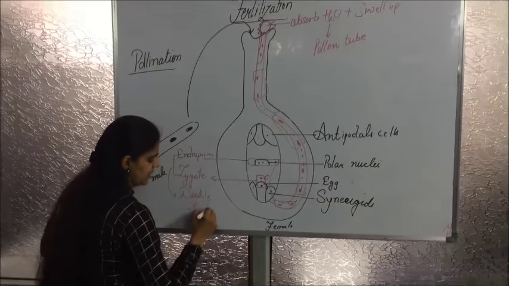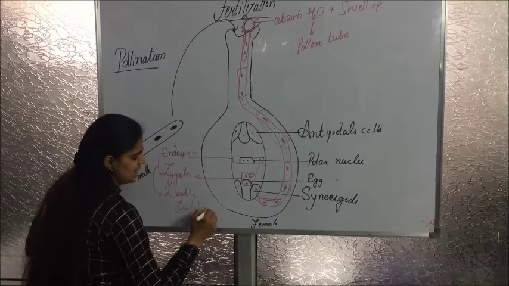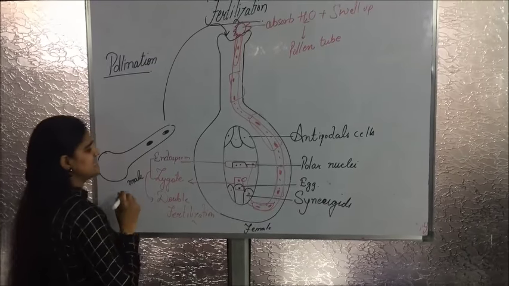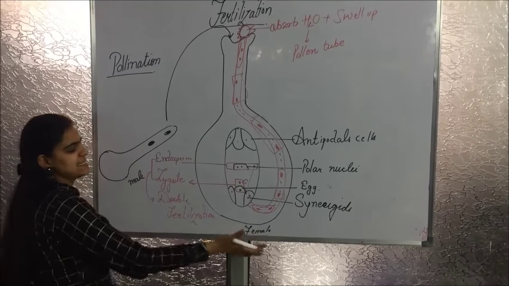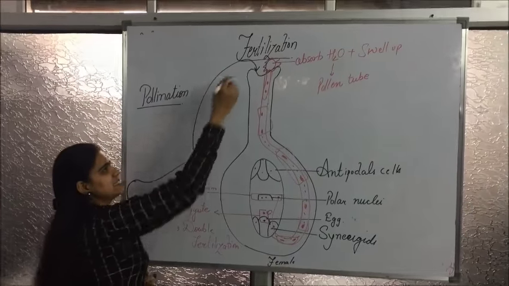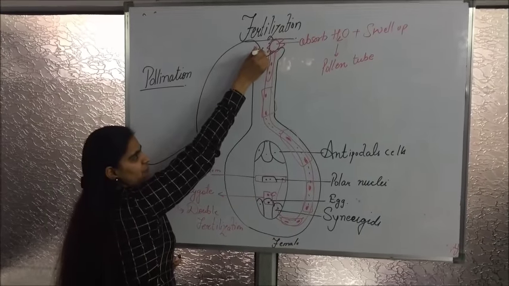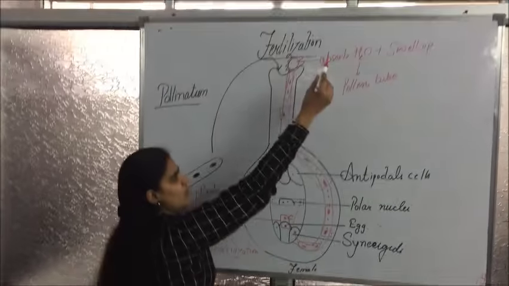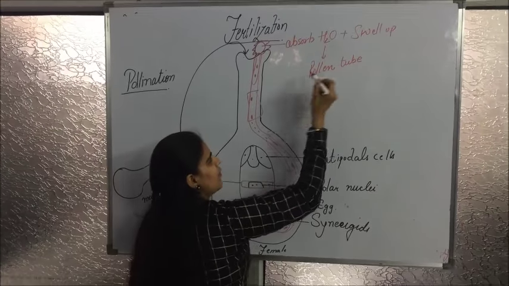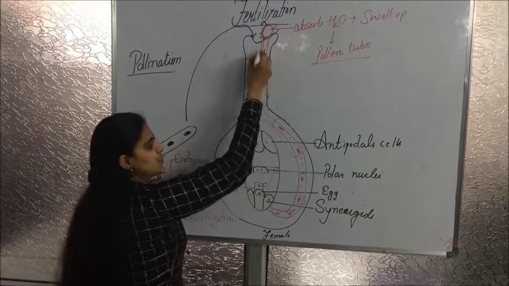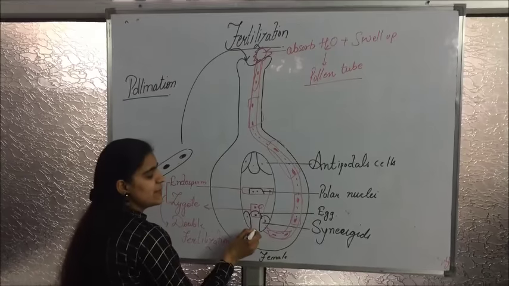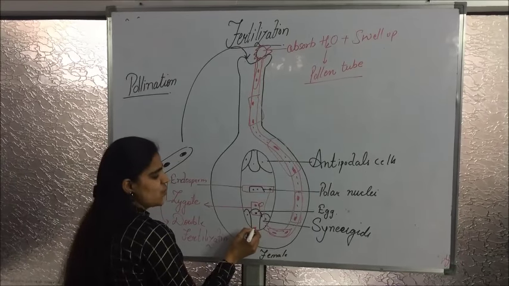Very important topic. What do you mean by double fertilization? I will again explain. This is the male gametophyte, this is the female gametophyte. This reaches the stigma of the female part. Here it absorbs water, swells up and forms a pollen tube. Through the tube, it reaches the female reproductive part, that is the ovary.